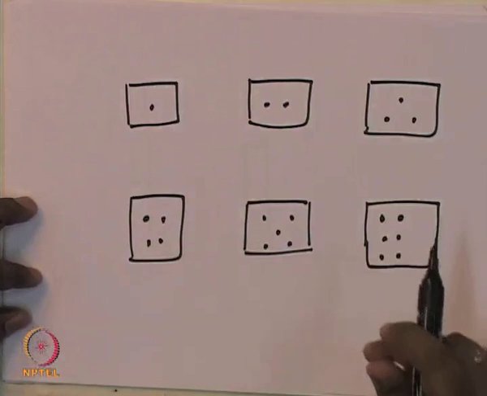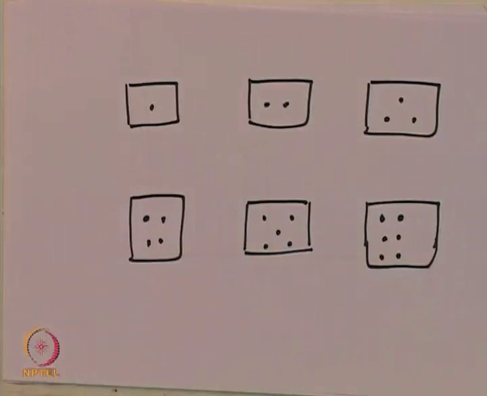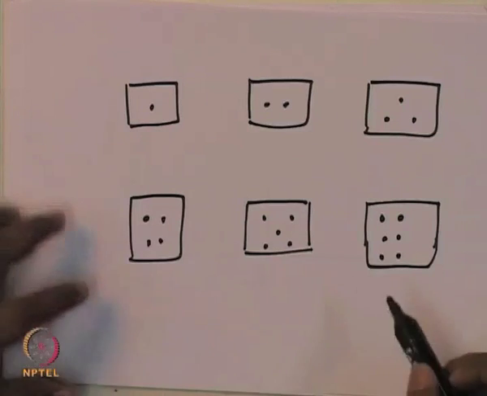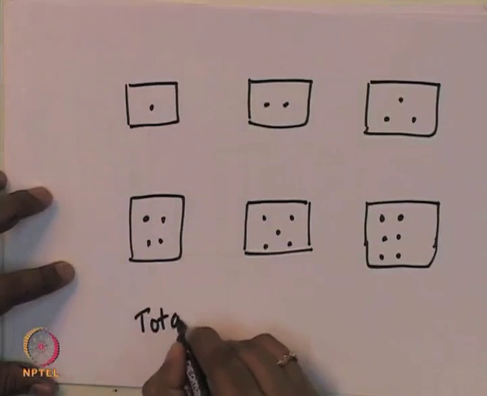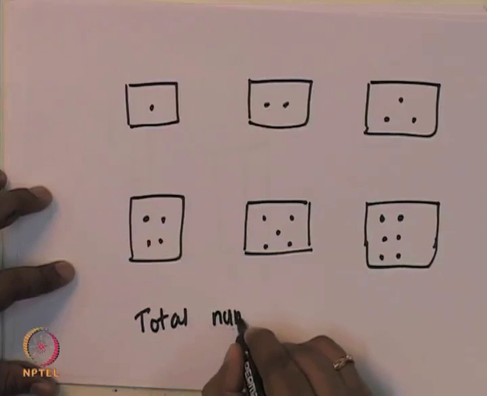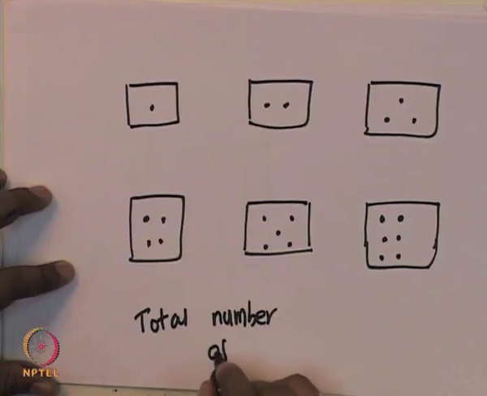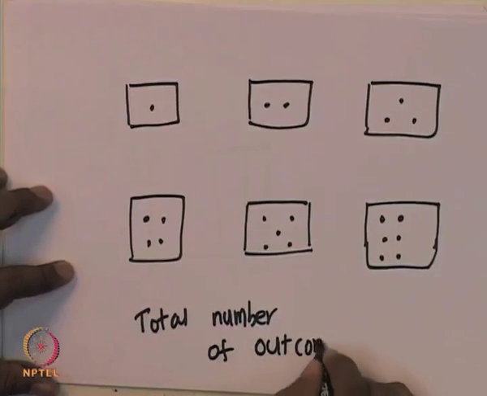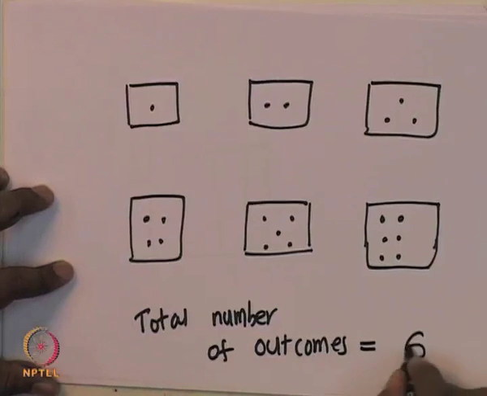Now, if you throw this die, and when it falls down, you look at which one of these sides is coming up, you will see that there is equal probability for all of these to come. If you do it many, like 1000 times, if you throw the die 1000 times, there are 6 total outcomes. Let us write here: total number of outcomes is 6.